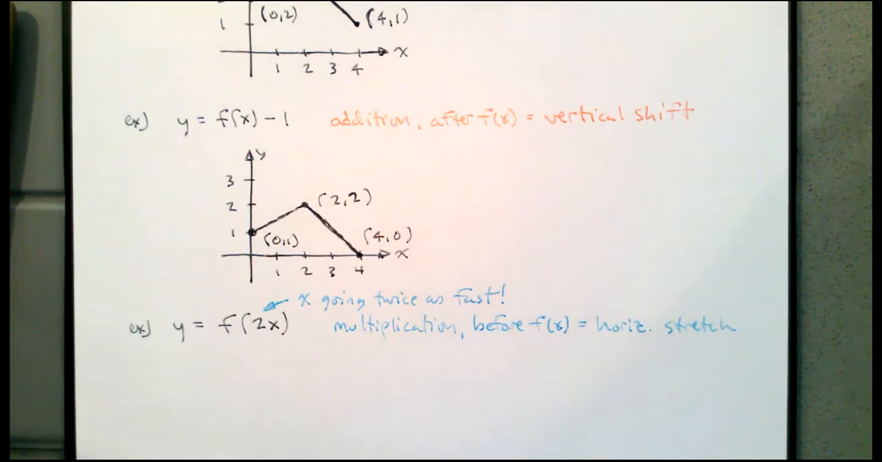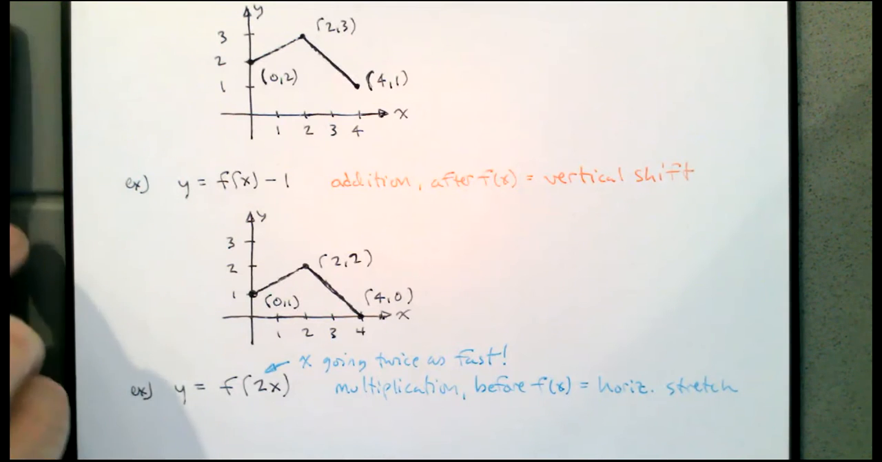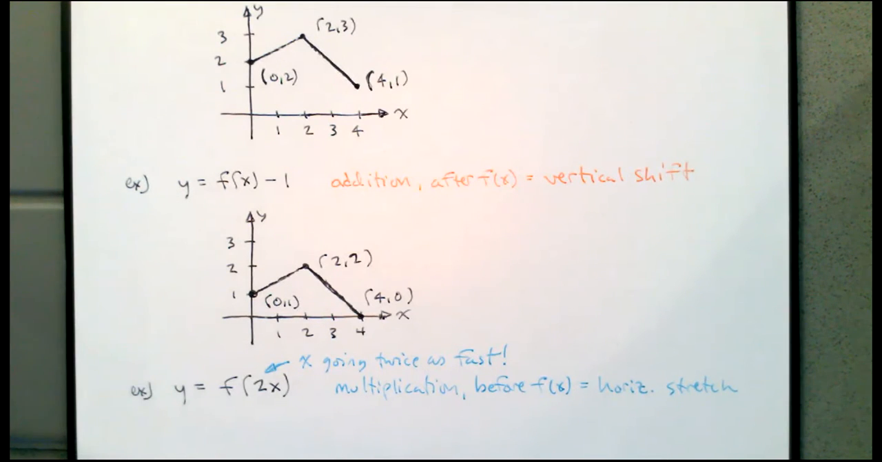Our original function, the 2 line segments take up from x equals 0 to x equals 4. But we're going twice as fast with 2x. That means we're going to take care of all this business from 0 to 2 instead. Because when x is equal to 2, 2x is equal to 4. Think of the x as going twice as fast. So what used to take from 0 to 4 will now be done from 0 to 2.